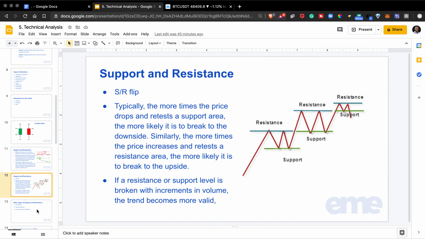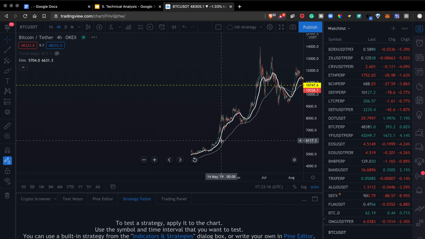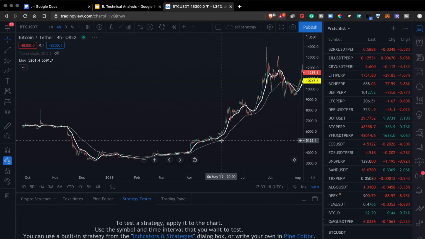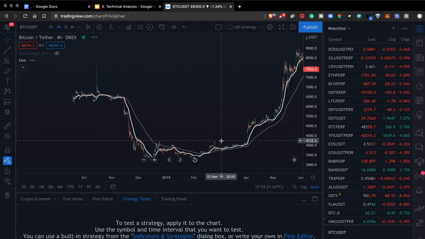You can use the moving average to identify the trend. Once the price, which is represented by these candlesticks, is above the moving average, the 50 moving average and the 200 moving average, we can say that this is a bullish trend. But if it is the reverse, if price is below the moving average, we can say we are in a downtrend.